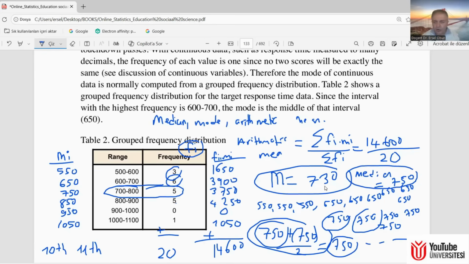Okay. How about the mode? The mode is the value with the highest frequency, right? So where is the highest frequency? The highest frequency is here, 6. So it means our mode is going to be 650.